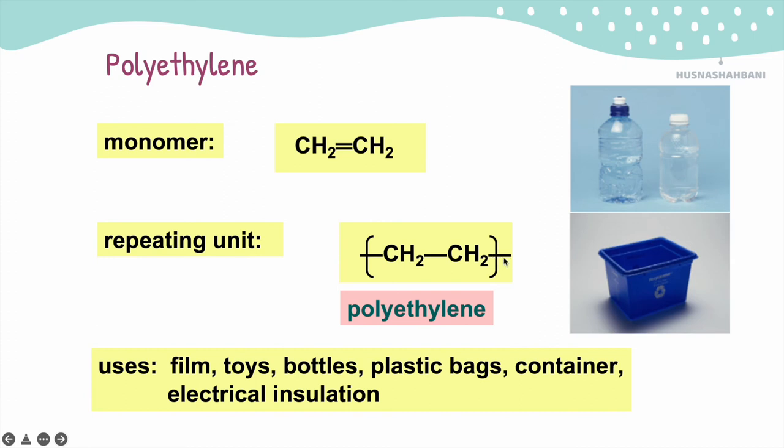Here it will be bonded to another CH2. So this is the repeating unit. Make sure that in drawing the repeating unit there is no N symbol here. The N symbol is for drawing the polymer; for drawing the repeating unit there is no N. So polyethylene, the uses of it are film, toys, bottles, plastic bags, containers, electrical insulation.